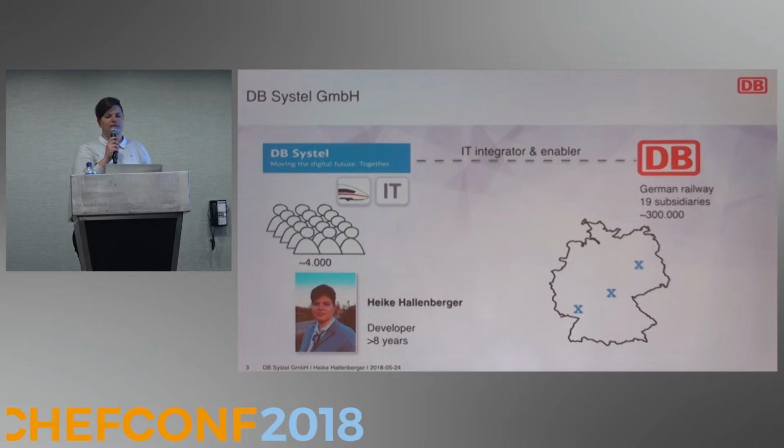We are a DB subsidiary, and we have great knowledge, of course, in the IT industry and in the rail sector especially. The DB is a large German railway company. It has around 300,000 employees, and it's one of the biggest employers in Germany. And there are 19 subsidiaries in the DB.